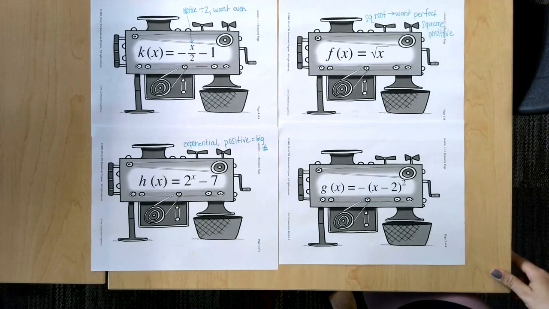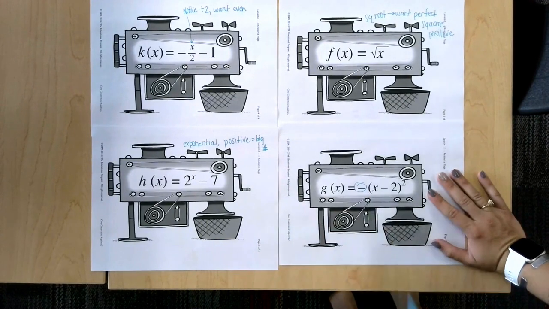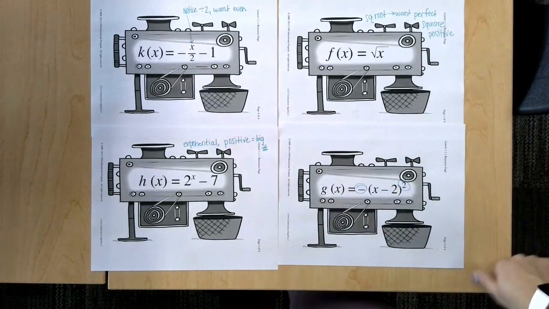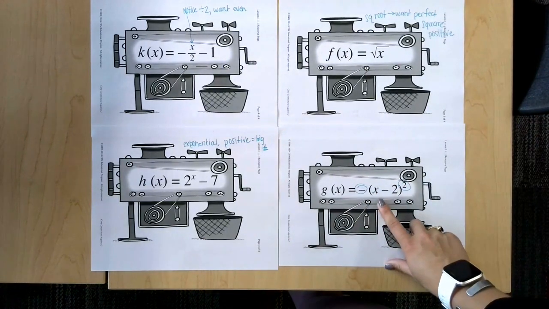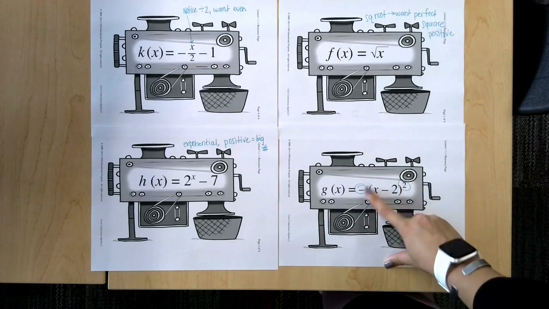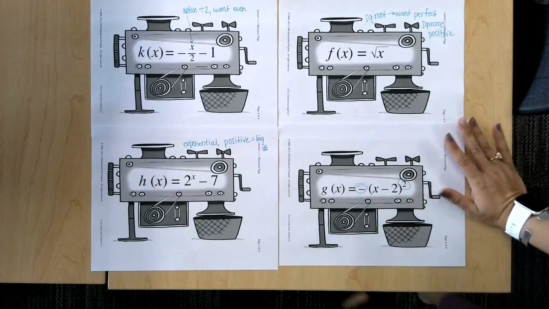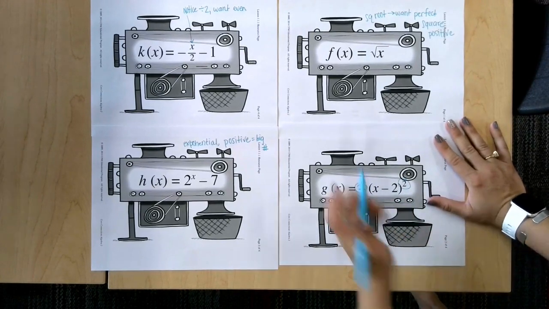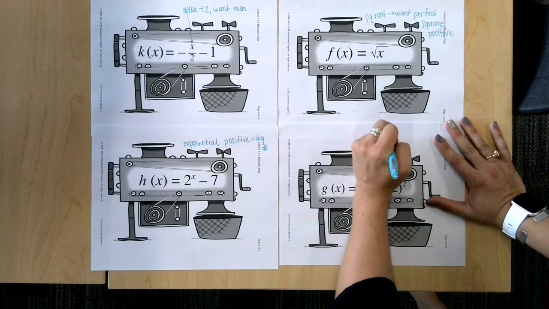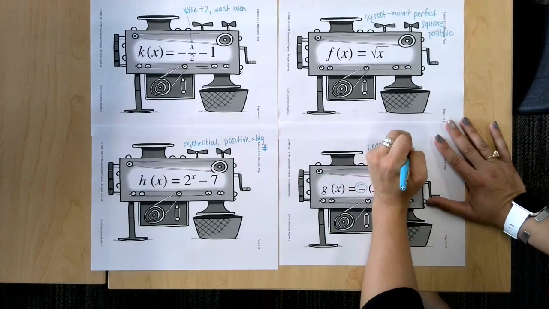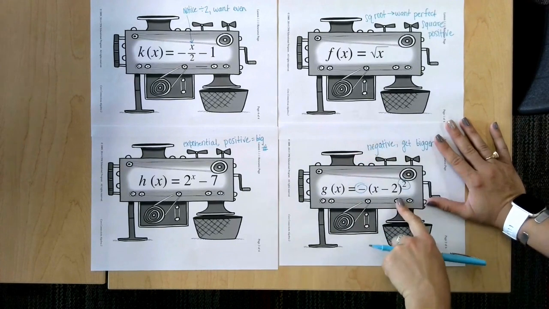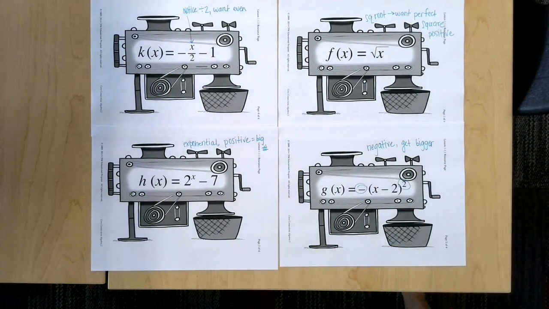And lastly, I noticed this negative out front here and a squared. So we know that whatever number we put in here, we'll square it, so it will get bigger, but then we're also going to turn it negative. So I notice that the output here is going to be negative and get bigger because we're squaring it. So it's definitely going to get bigger.